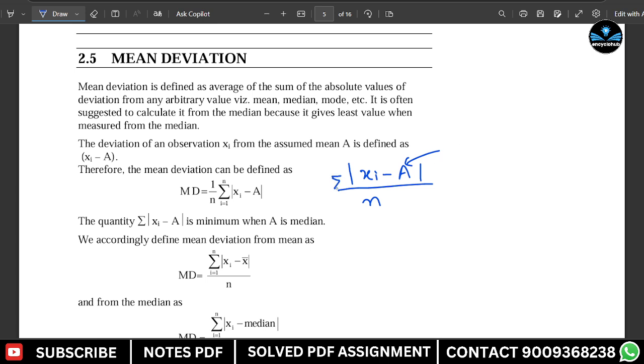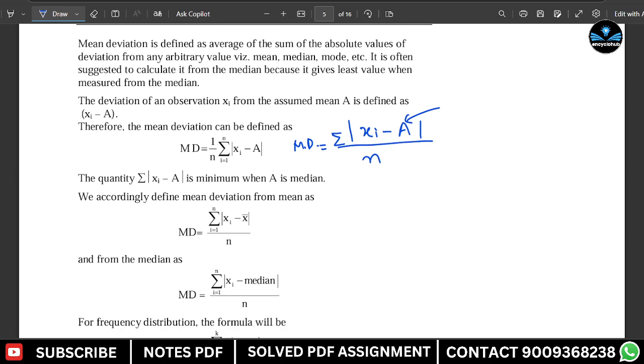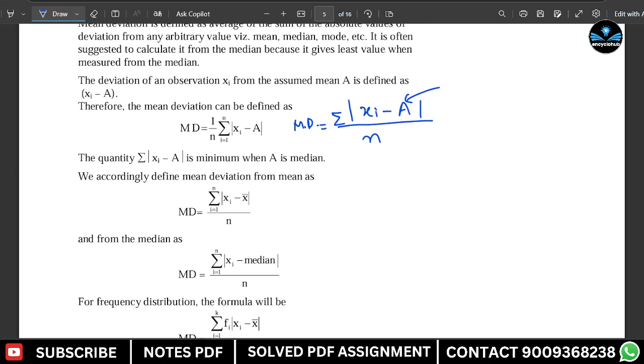So this is called mean deviation. And the quantity xi minus a is minimum when a is median. So if we take the median, at this time it will be minimum. We accordingly define mean deviation from mean as this, and if we are finding mean deviation from median, it looks like this one.